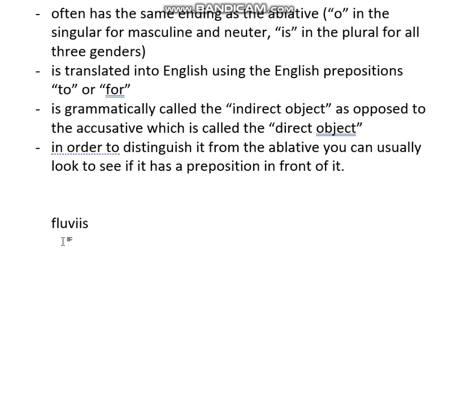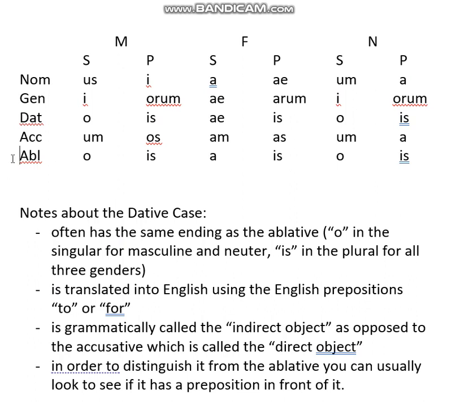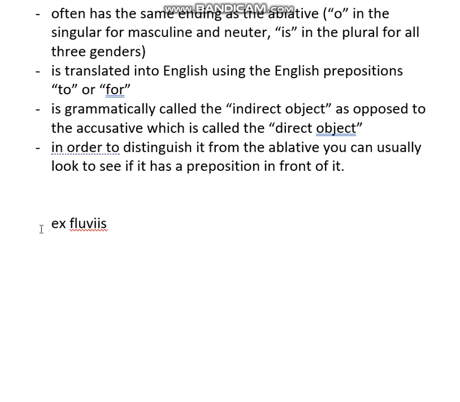The first way is whether or not it has a preposition in front of it. Let's say that it has the word ex in front of it. So ex fluviis. And you know that the preposition is going with fluviis and not with another word for whatever reason. So if you see this, you immediately know it has to be the ablative case. Why? Because the dative case never, ever, at least as far as I know, and I've been studying Latin for quite a while, I've never found a single instance where the dative case ever uses a preposition.